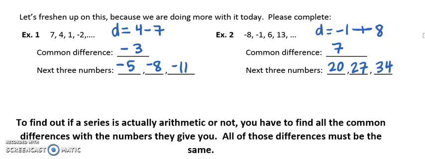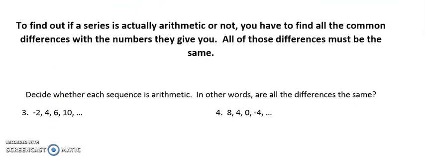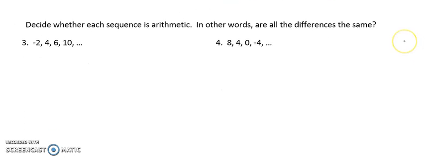So we did that before, but I want to review it again today because you're doing more with it today. To find out if a series is actually arithmetic or not, you have to find all of the common differences with the numbers they give you. All of those differences must be the same, okay? All of them must be the same. So let me scooch on down here. When they ask you to decide if it's an arithmetic sequence, you literally need to check every single one to make sure they're all the same.